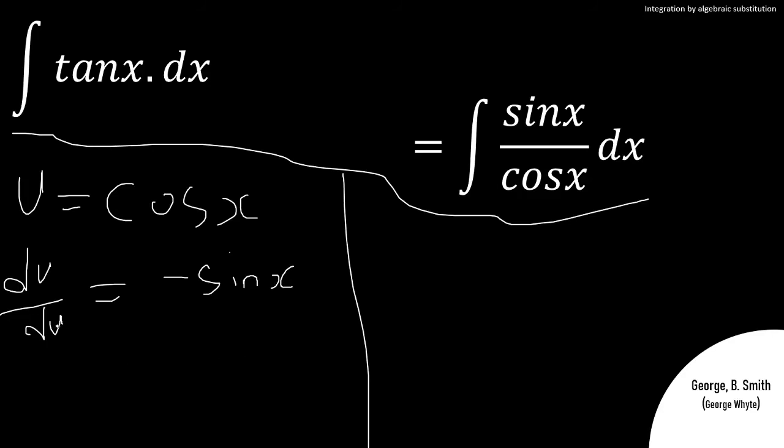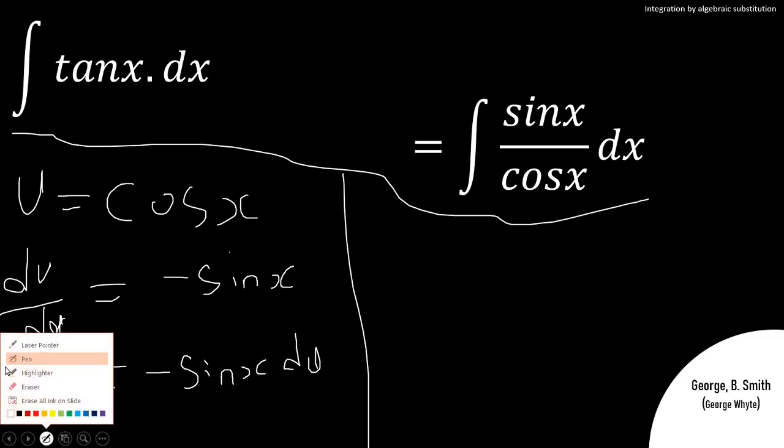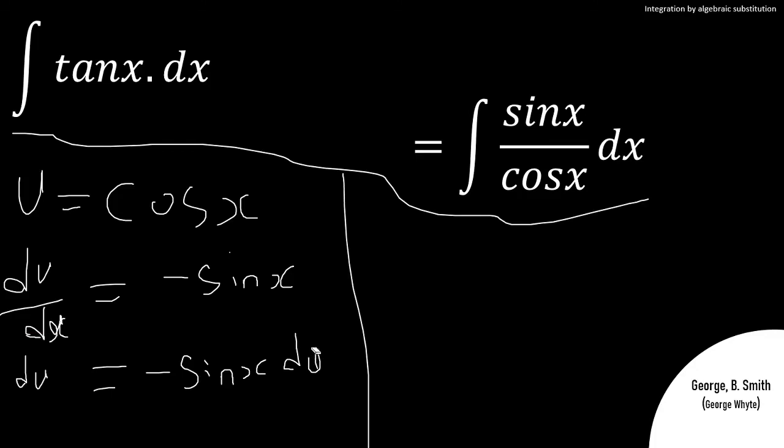Now I'm differentiating with respect to x, so we need to make dx a subject of the formula. We cross multiply, starting with that. If we cross multiply, we have du equal to minus of sine x dx. That's what we have du as.